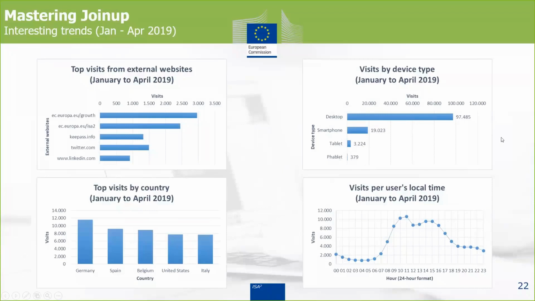And lastly, for these trends, visits per user's local time. This is a good statistic because it will allow you to see when is the ideal moment to post something. If you have a document, an event, something you want to post, it's ideal to know when users are active, based on their local time of course. More or less the majority are European, so it's going to be close to your time zone.